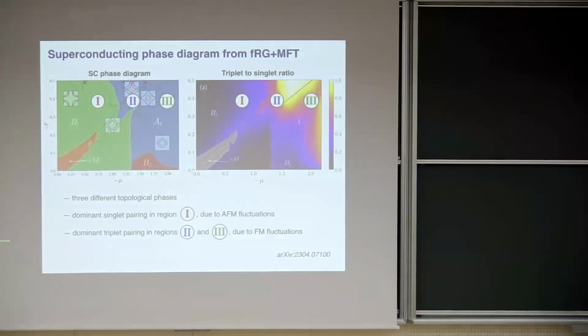Okay, now we go lower in temperature. So we go to the stopping temperature, and then we map these renormalization group equations to the mean field equations, and we can solve them to get the gap function. And we can look at this gap function to find the different topological superconducting phases that we have. We find basically 3 phases here, P1, A1, and B2, which I'm going to explain in the following. And here is shown the triplet to singlet ratio in these 3 phases.